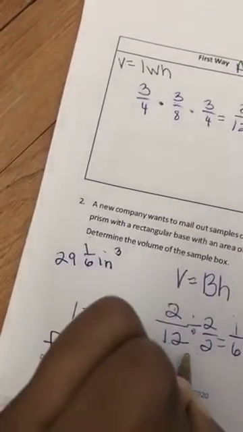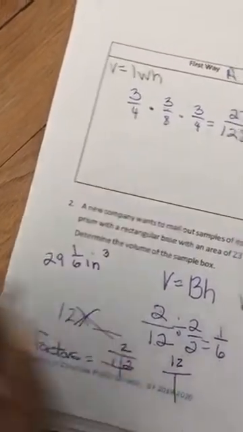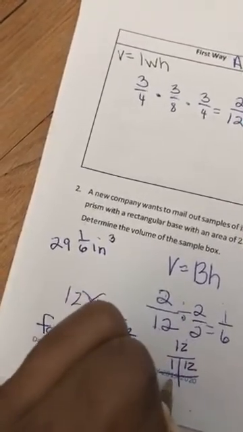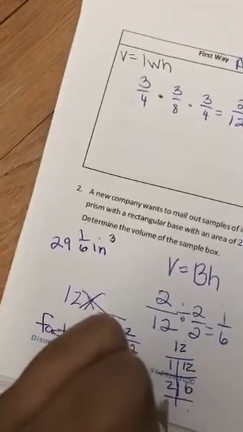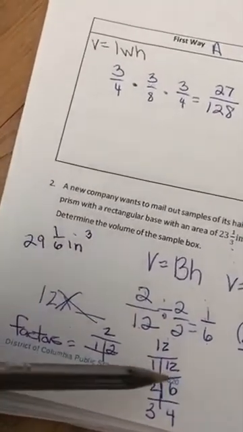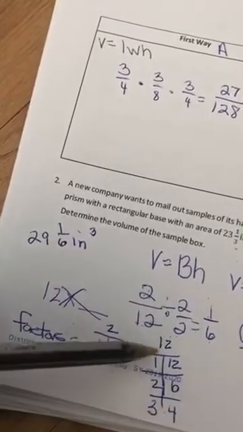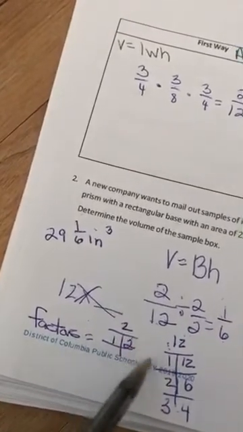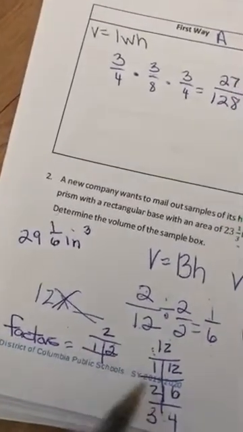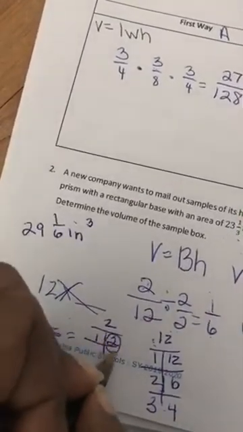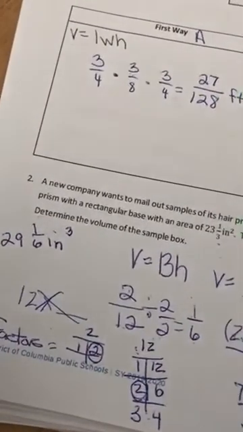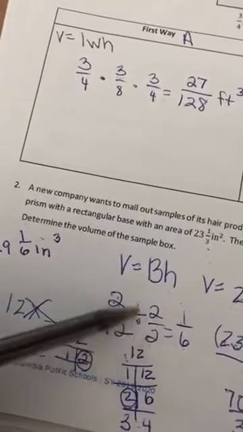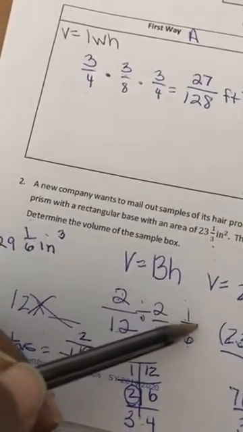So then we have the factors of 12. What numbers do we multiply together to get 12? 1 and 12. I always do them in order. 2 and 6. 3 and 4. Factors are the numbers that you multiply together to get your answer. So the greatest common factor of 2 and 12, the largest number that they have in common, is 2. So you divide your numerator and your denominator by the greatest common factor and you get 1/6.